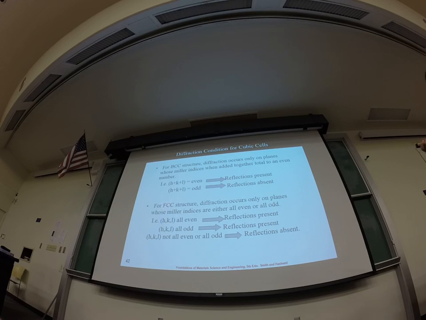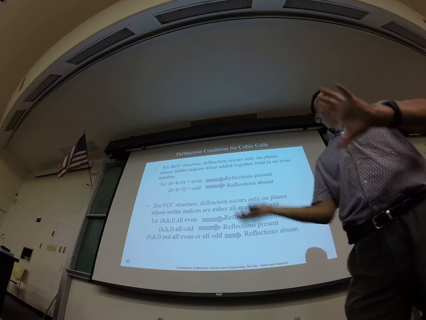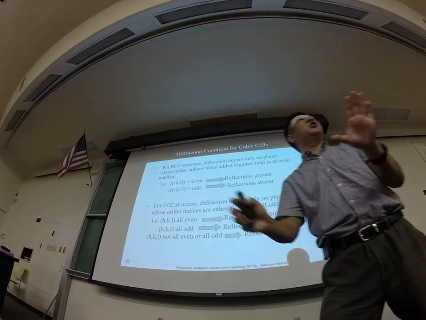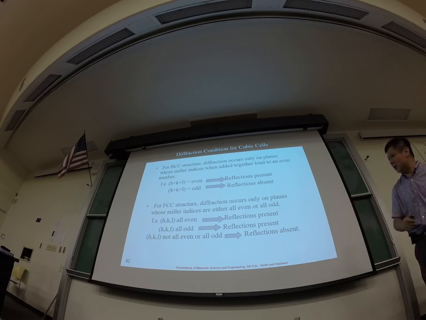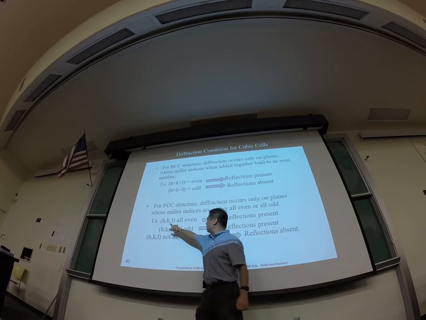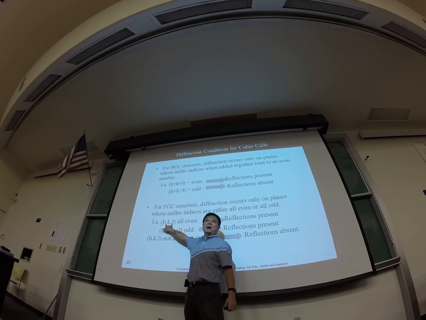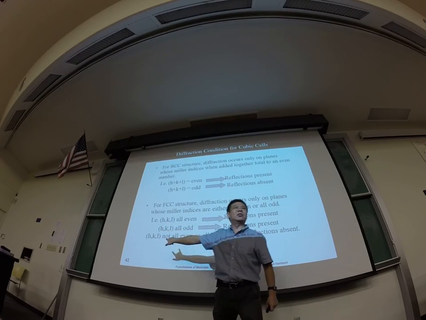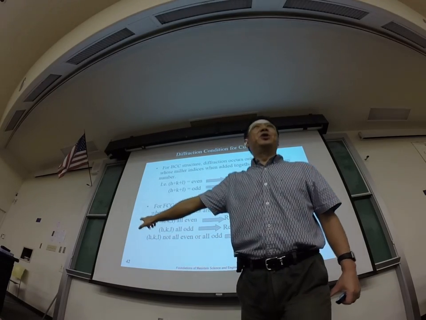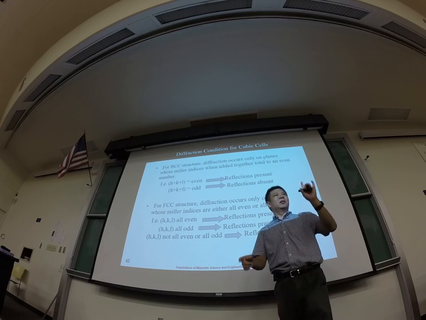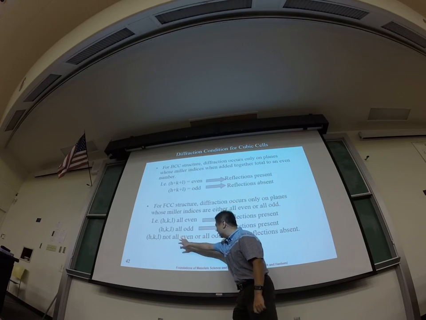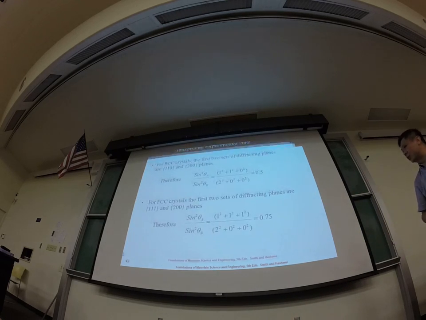But for the BCC structure, we need to know that for the even numbers, you will see the peak. For the FCC structure, the HKL numbers are either all even or all odd, not a mixture of them, not a combination of some even and some odd. For those, you will see a strong peak. For example, the 111 plane is all odd, so you will see a peak there. What do you think about 210 for the FCC structure? No, you will not see it, because 2 and 0 are even numbers but 1 is not. Not all even or all odd, so you will not see those kinds of planes.